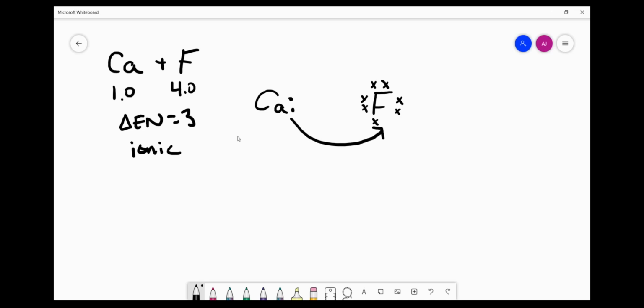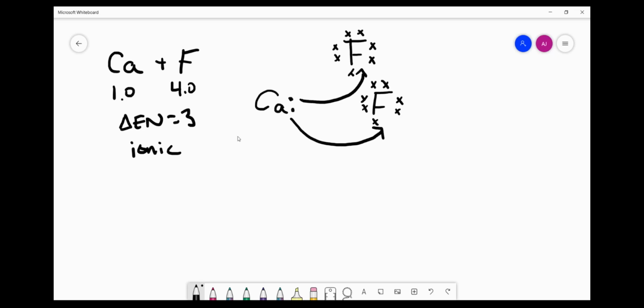But now calcium still has another. So if you have leftover electrons on one atom, draw another atom of the other element. So in this case, fluorine. And now we'll transfer another one. Now we've reached a point where both fluorines have completed their outer shells and calcium has lost its 2 valence electrons.